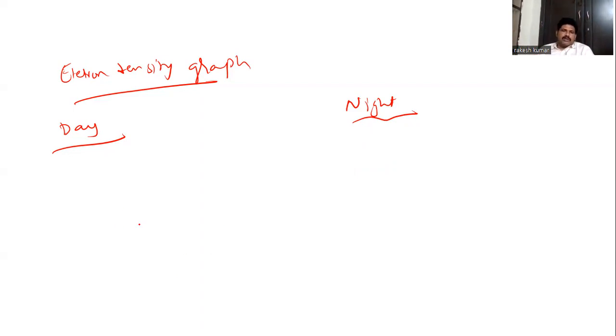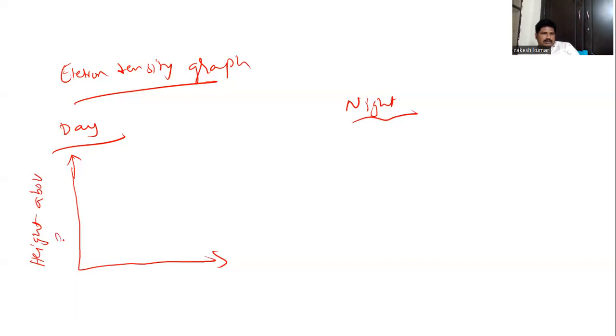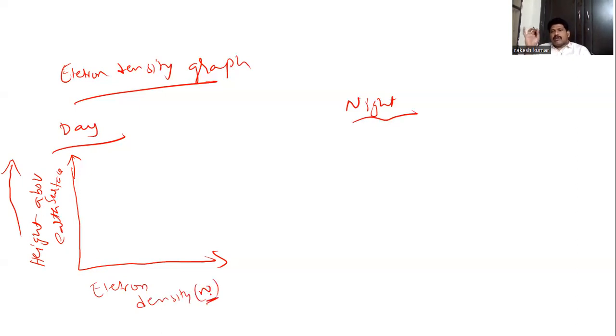No doubt, in the day, total four layers will be there. On the y-axis, I am writing height above the surface. On the x-axis, I am writing electron density. Electron density is represented with N. N indicates number of electrons per cubic meter.